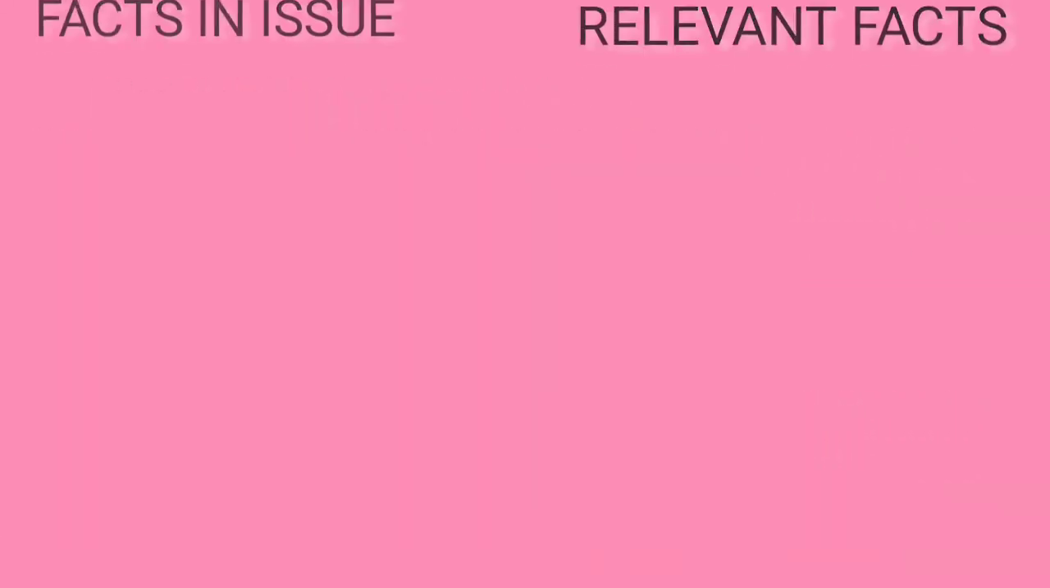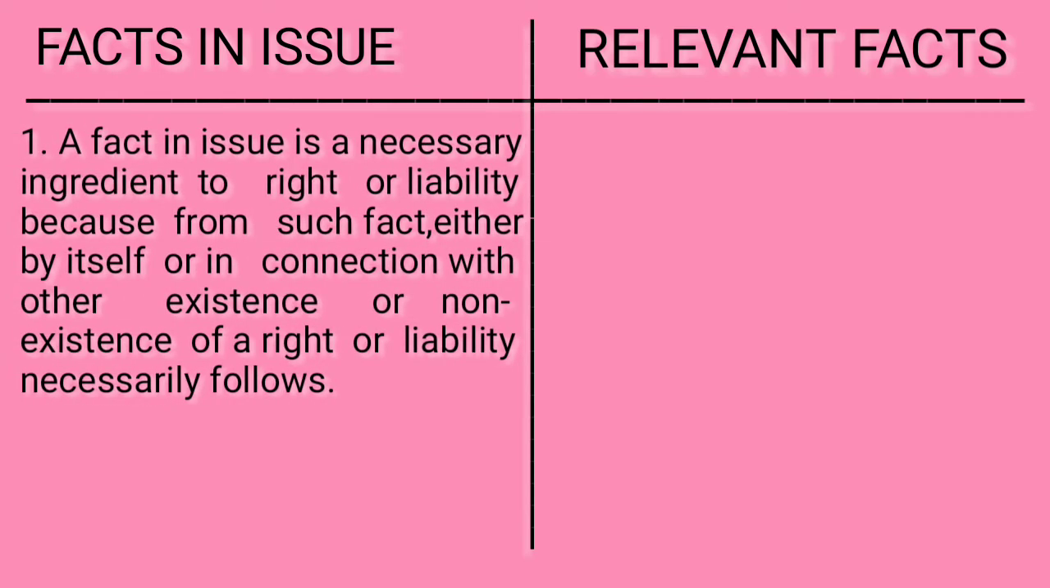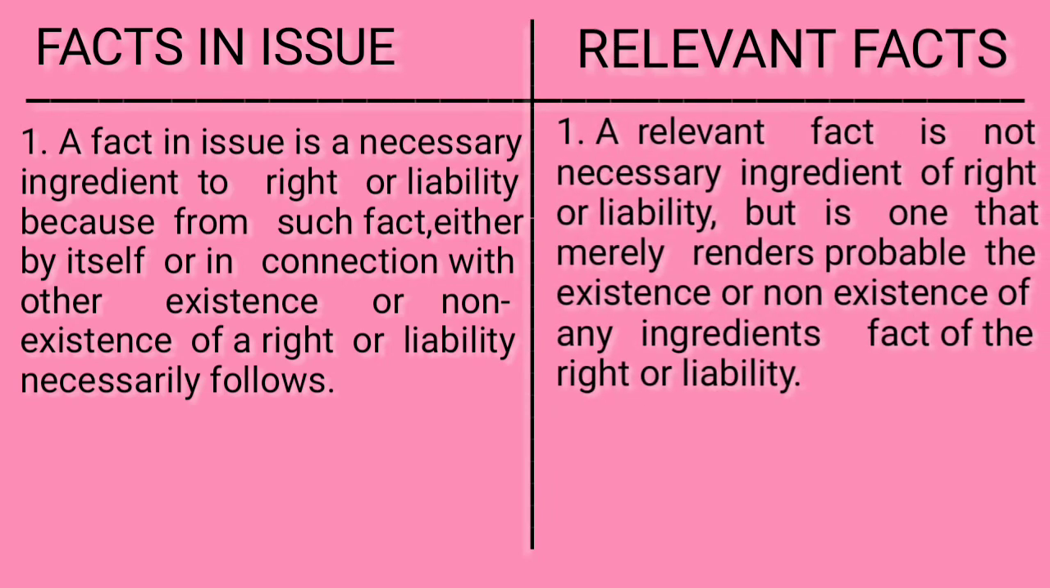Okay, finally, let me summarize the difference between facts in issue and relevant facts to make the answer clearer. In tabulation form, in point number 1, a fact in issue is a necessary ingredient of a right or liability, because from such fact, either by itself or in connection with other facts, the existence or non-existence of a right or liability necessarily follows. While a relevant fact is not a necessary ingredient of a right or liability, but is one that merely provides probability of the existence or non-existence of any ingredient fact of a right or liability.